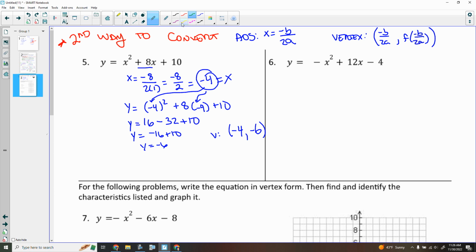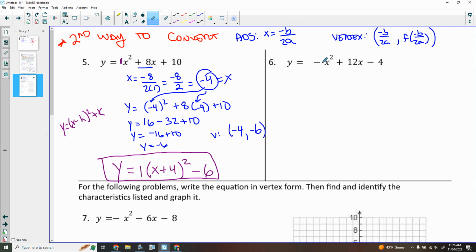And so if I know that, I can go ahead and use that to write in vertex form. y equals, what's my a? My a is 1. So I can put that x minus, remember vertex form is x minus h squared plus k. So minus, opposite for that. So it'd be x plus 4 squared and then minus 6. So again, just another way to look at it. I'll do that one more time over here so that you can see how it is.